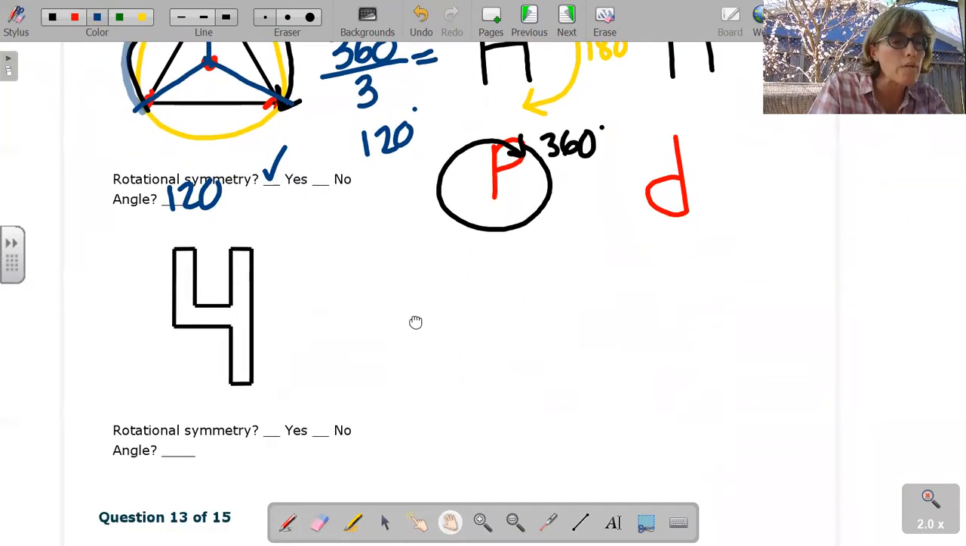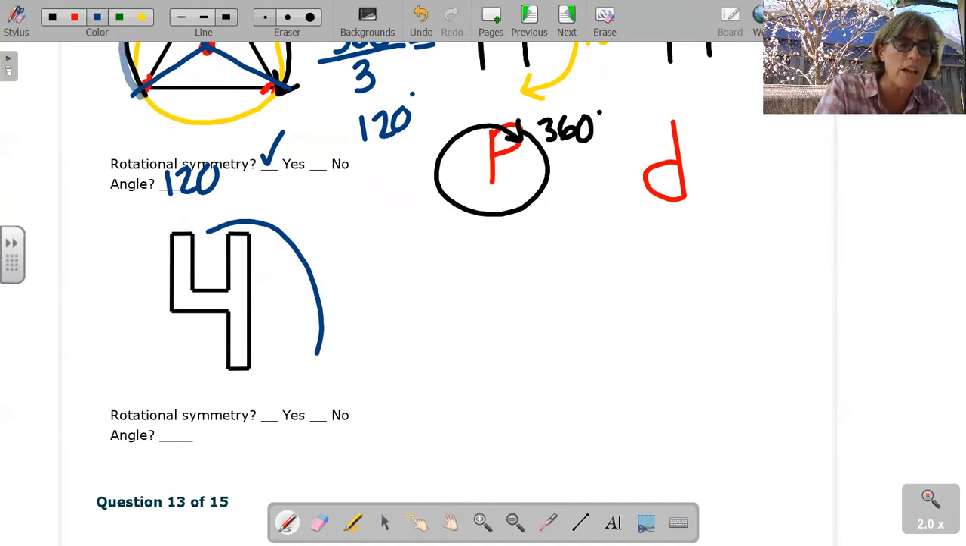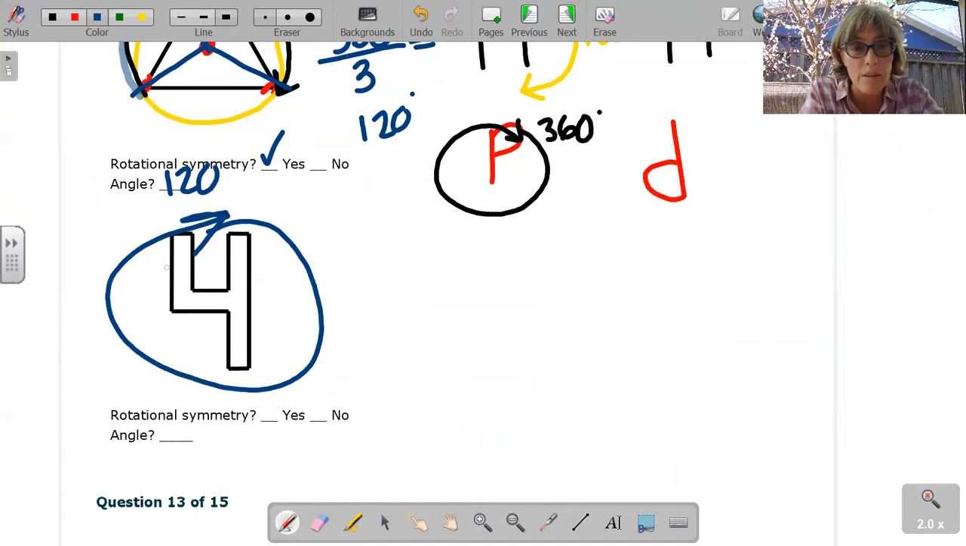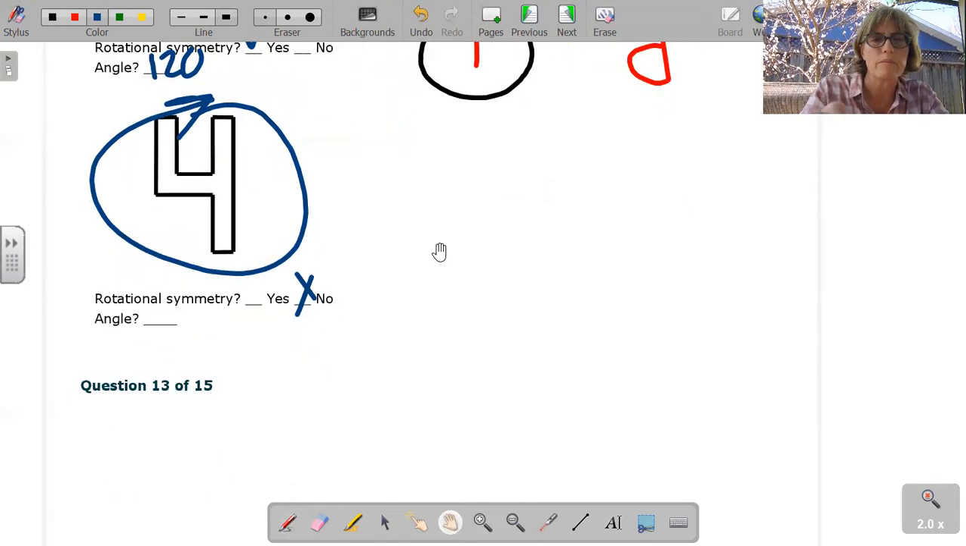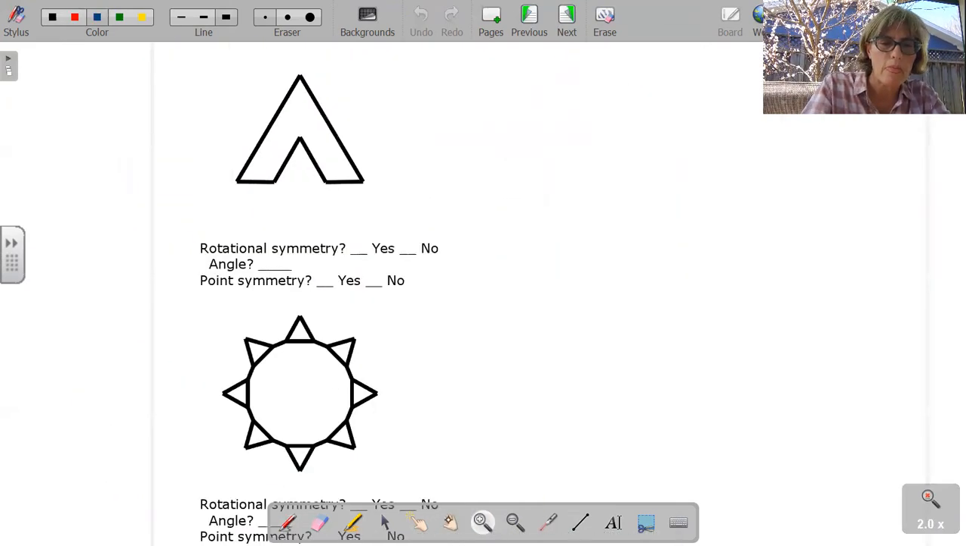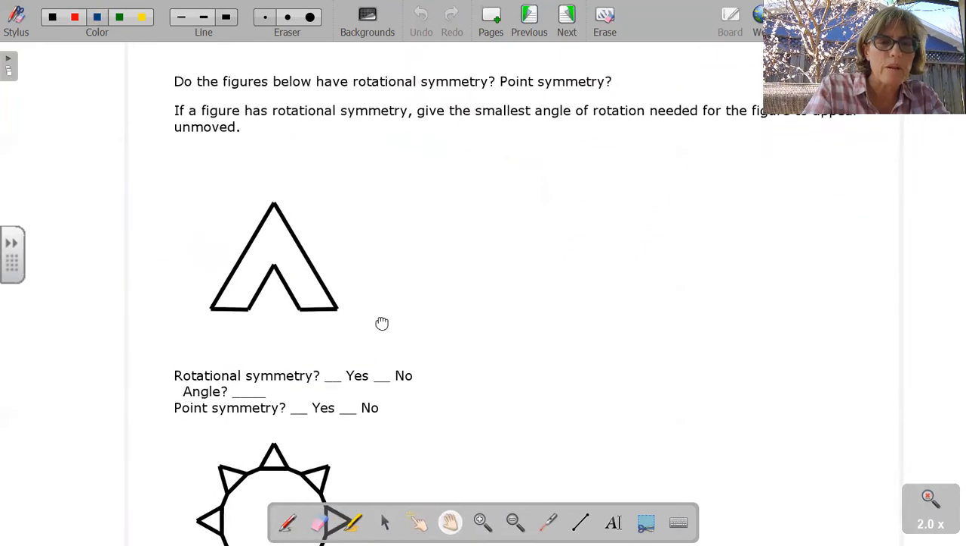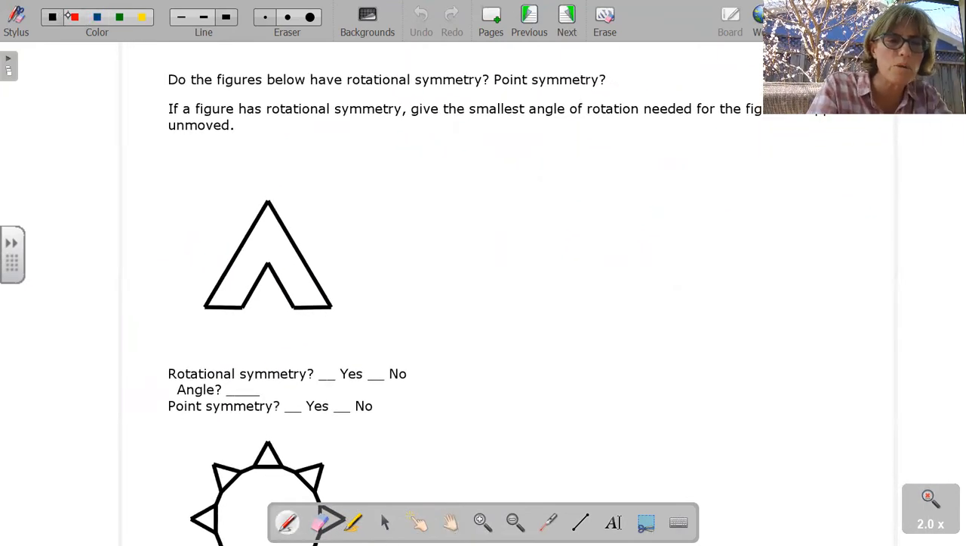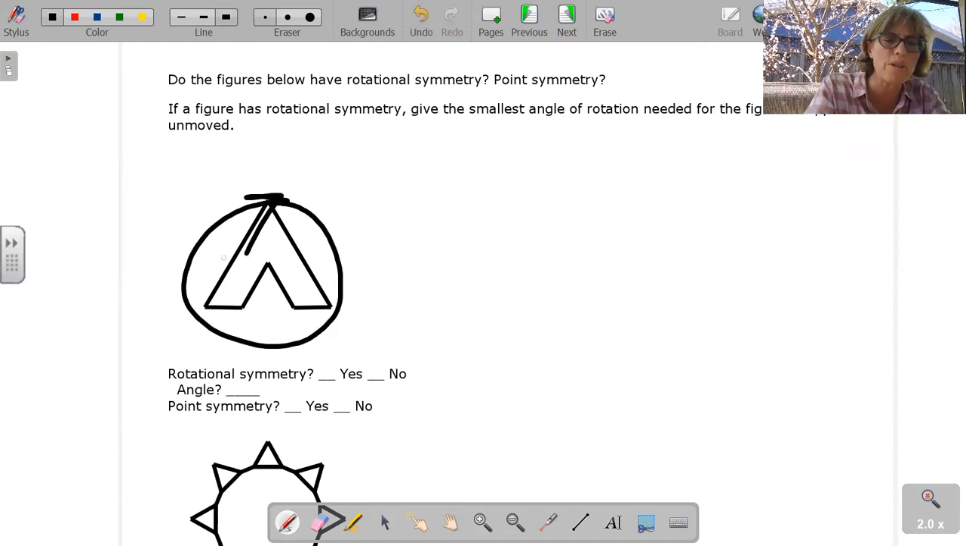Does this 4 have rotational symmetry? No, because I have to go a full 360 to get the same number 4. Does this have rotational symmetry? No, it does not have rotational symmetry. You have to go a full 360 in order to get the same image.